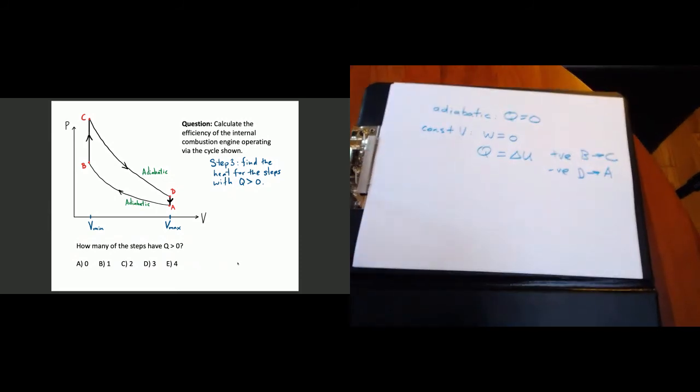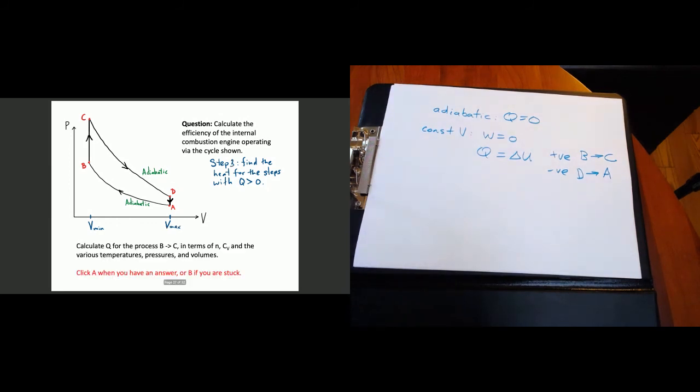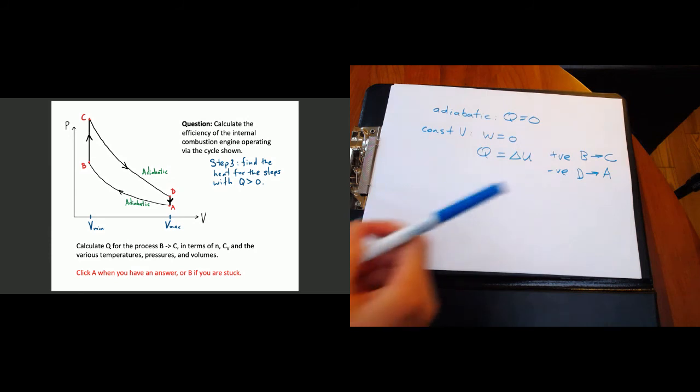And so we only have, in this case, one of the steps where the heat is positive, and that's the process from B to C. And so for our efficiency calculation, we only need to calculate one heat. That's the process from B to C. And so that's our next question. This is the last thing we're going to need to calculate in order to evaluate the efficiency.